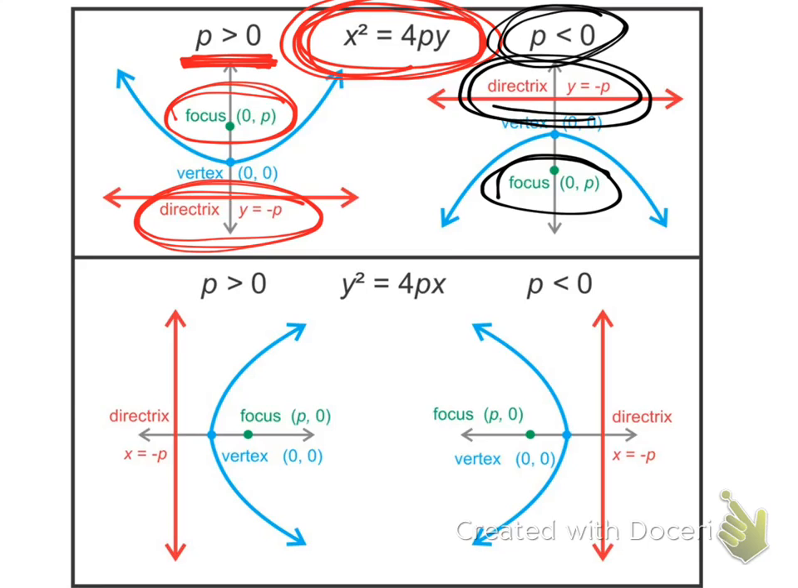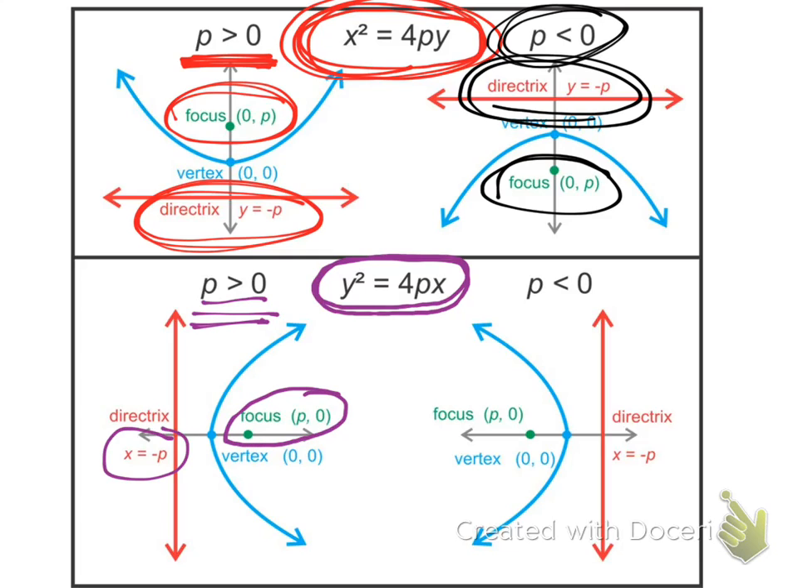All right, this is the parabola that's going to be a little newer to you guys. When the y is the variable that's squared, it's going to be opening to one of the sides. If the p is positive, it's going to open right, with a focus at p comma 0 and directrix at x equals negative p. However, if your p is negative, now it's opening left, but the focus is still at p comma 0, and the directrix is still at x equals negative p.